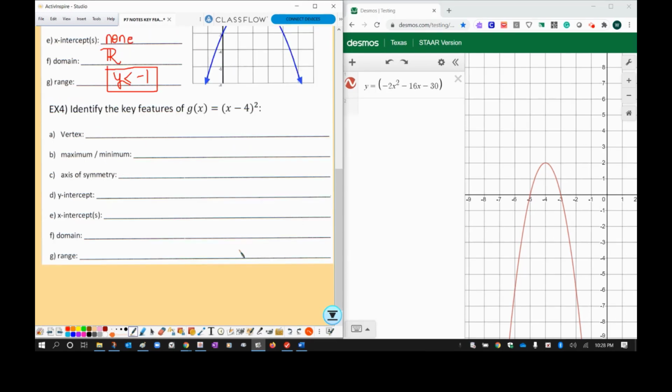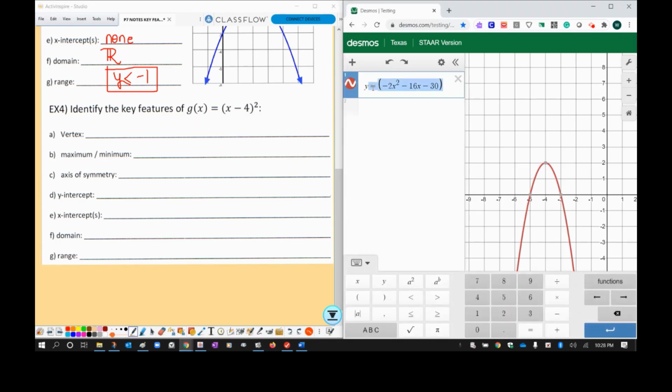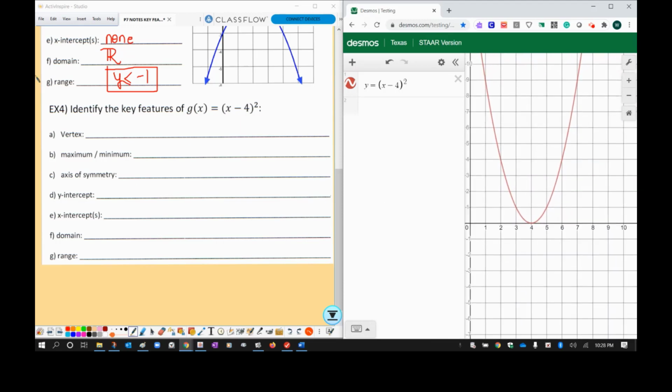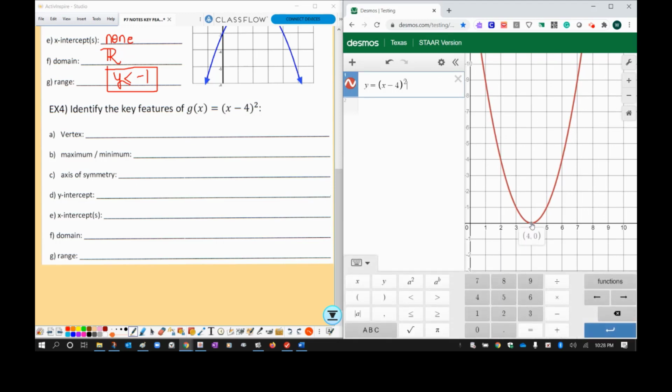Okay, let's go on to the next problem. On the next problem, I have a new function. So let's go ahead and change this function here. So it'd be y equals, open parenthesis, x minus 4, close parenthesis, squared. And we click right there, and we can see that the graph is right here on the side. So we can see that the vertex is at 4, 0. So let's write right there, 4, 0. We see that the axis of symmetry is right there at x equals 4.